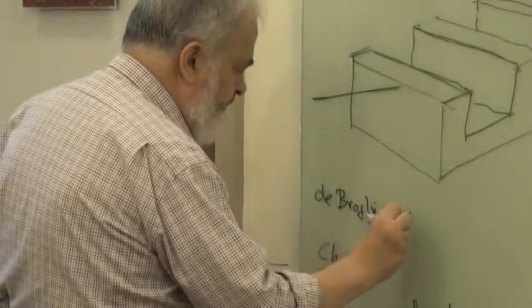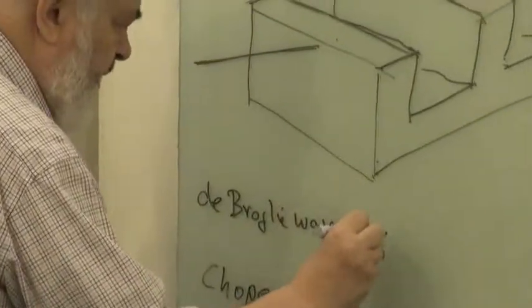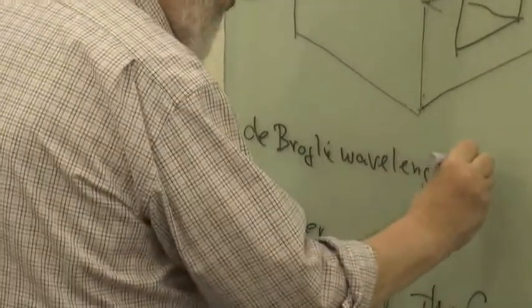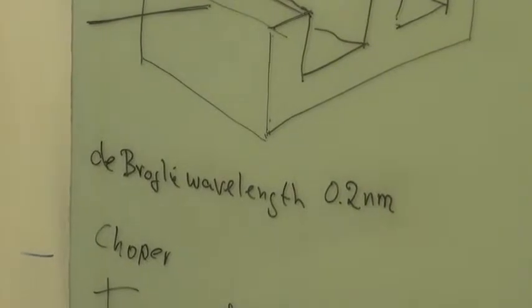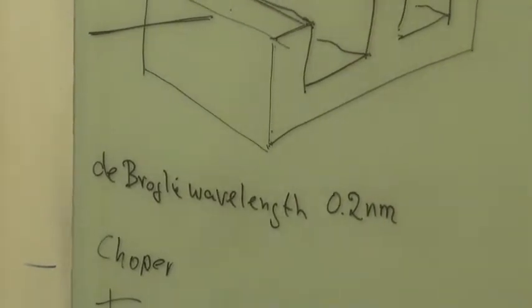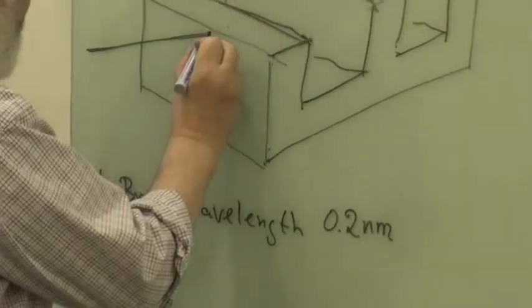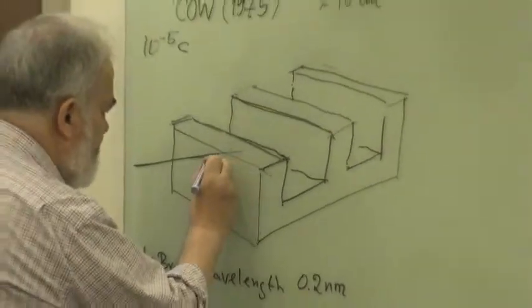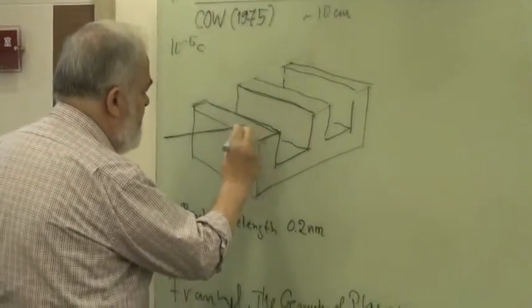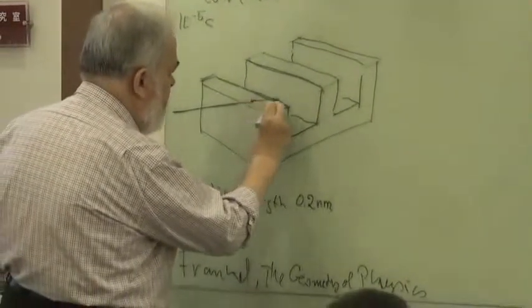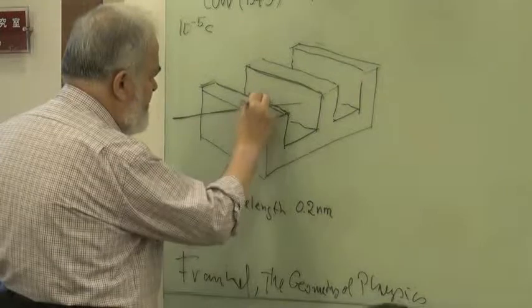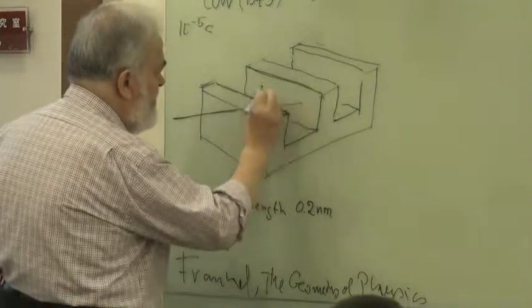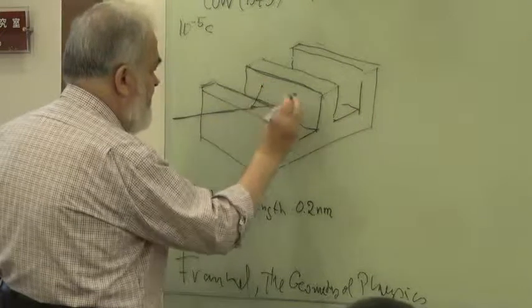of this neutron is about 0.2 nanometers. Okay, so it's on the order of the atomic lattice, and so it gets, I'm not showing the details now, I'm just showing symbolically, it gets split into two pieces, an ordinary beam which goes this way, and a Bragg reflected, a Laue scattered beam which goes in this way, and then here again the same thing happens.